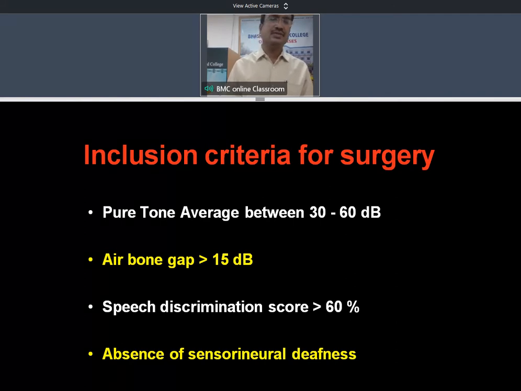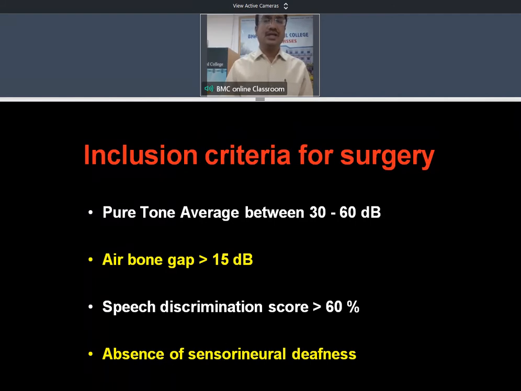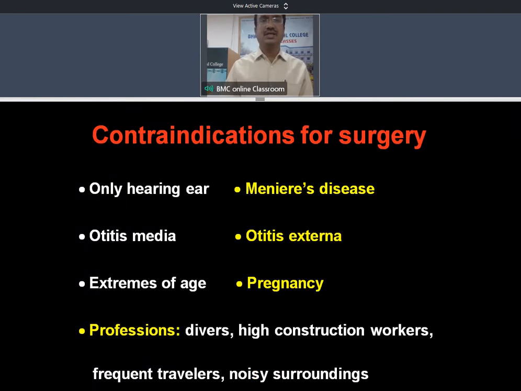Generally, the patient will also go for surgical treatment with an air-bone gap of at least more than 15 decibels. Speech discrimination score should be more than 60%. If the score is good, that means there will not be any sensorineural hearing loss, only conductive hearing loss, and absence of sensorineural deafness. So these are the inclusion criteria for doing the stapedotomy.